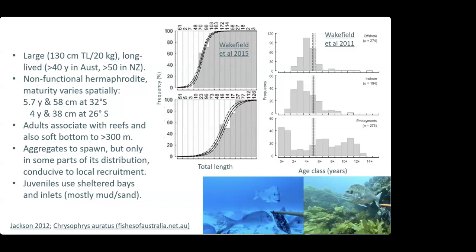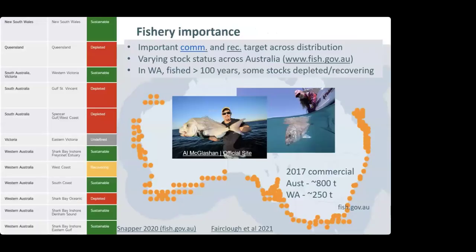This species does aggregate to spawn, but in Western Australia that only occurs in some parts of its distribution, which are conducive to local recruitment. The juveniles then use sheltered bays and inlets. It's a really important species in commercial and recreational fisheries across Australia, and as a result and due to varying exploitation levels, the stocks sit at varying levels across the continent. In WA, it's been fished for over 100 years, with some stocks being depleted or recovering.